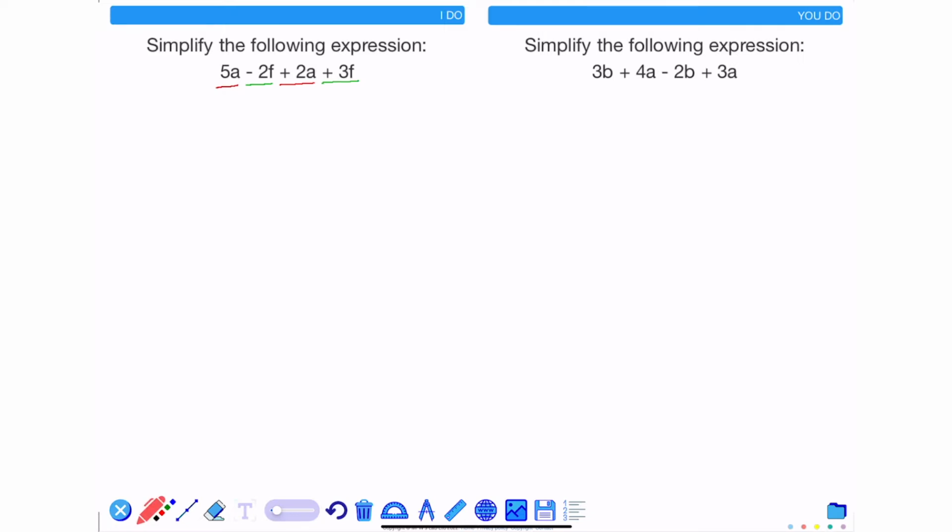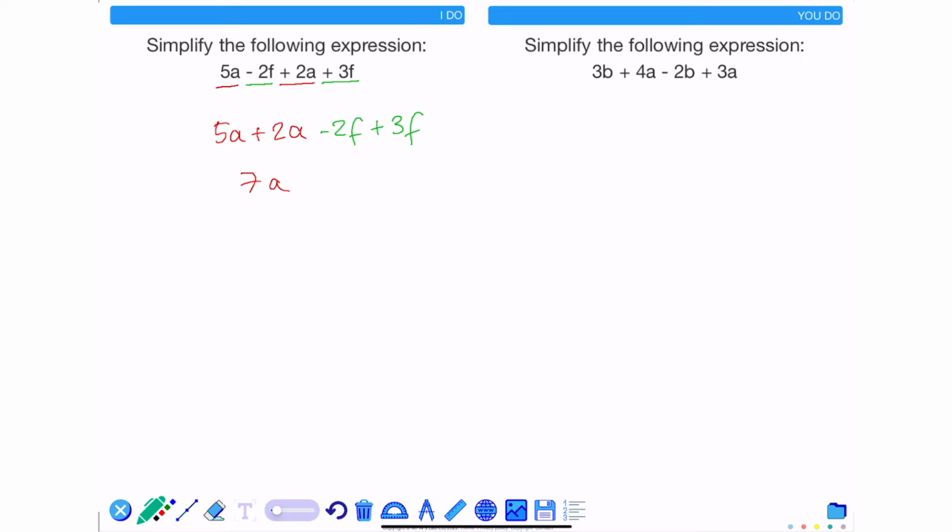Let's reorder this question. 5a plus 2a minus 2f plus 3f. The terms in red are like terms, so they can be grouped together. 5a plus 2a is 7a.